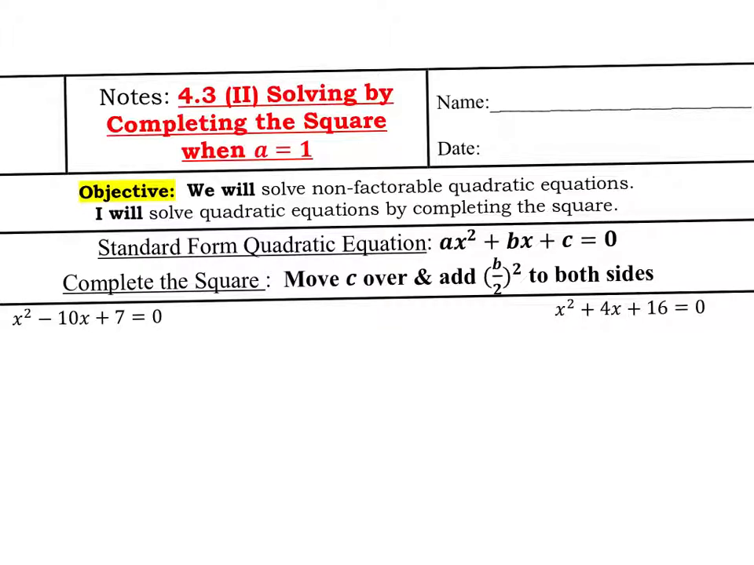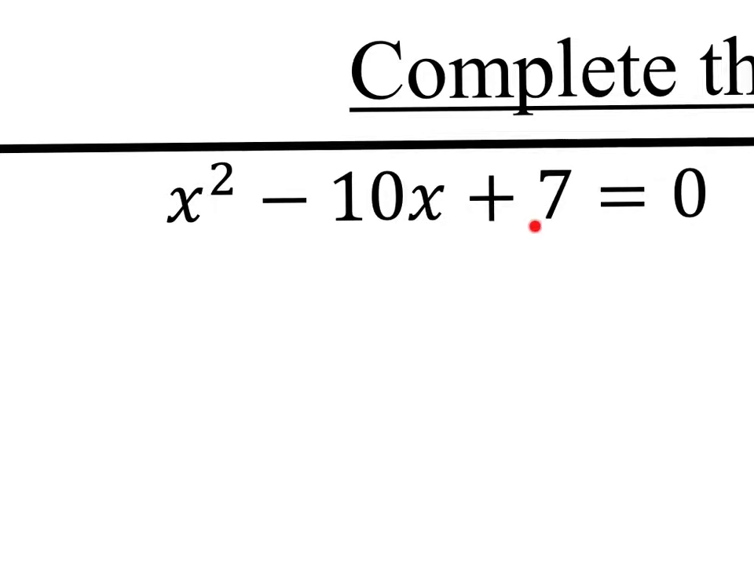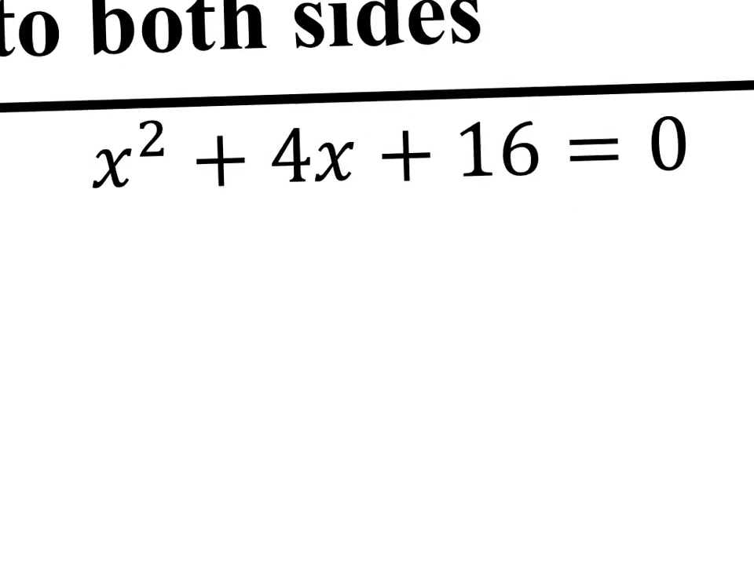The reason why completing the square is such a useful method is that you can use it to solve non-factorable quadratic equations. What I mean by that is, if you look at these examples, there are no factors of 7 that add up to negative 10. The only factors of 7 are 7 and 1. So whether you make one positive and one negative, or they're both positive or both negative, they're never going to add up to equal negative 10. Same thing in this example here. There are no factors of 16 that add up to 4. The factors of 16 are 4 and 4, 8 and 2, and 16 and 1. None of those sums add up to 4. So on problems like this, you'll want to use the completing the square method.